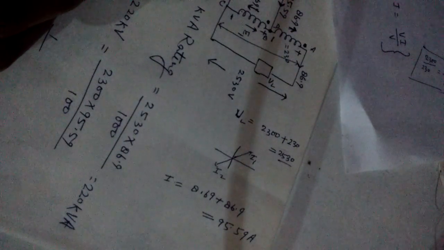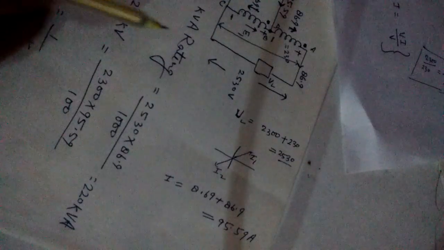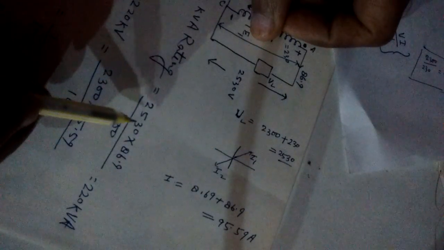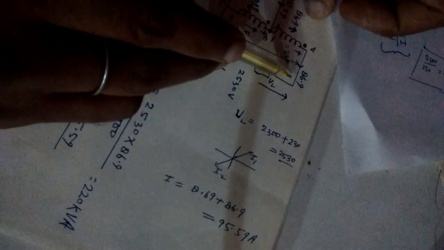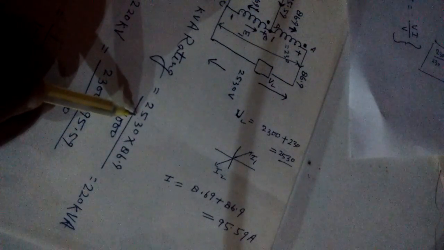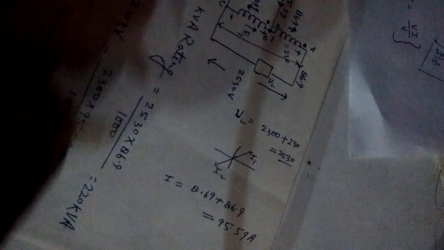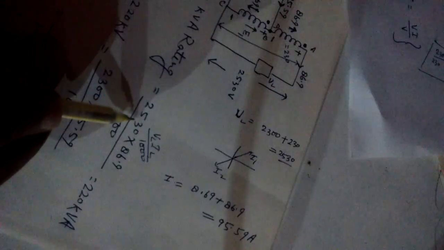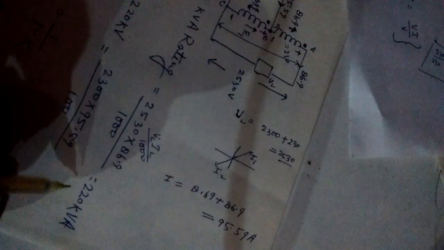For finding the auto transformer kVA rating, we need the load voltage and load current. The load voltage will be 2530 volt, which is here, and the load current will be 86.9 from this figure. Then the rating will be VL into IL upon 1000. VL will be 2530 volt and IL will be 86.9. This will be 220 kVA.